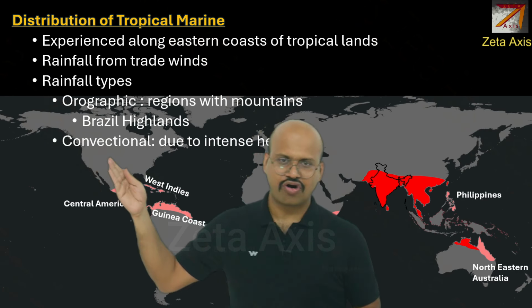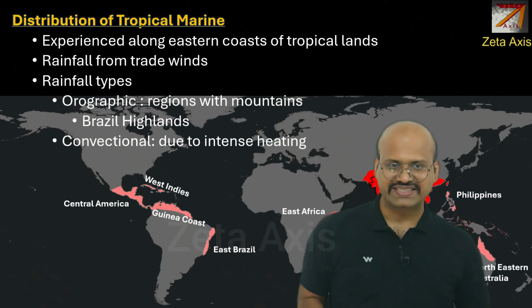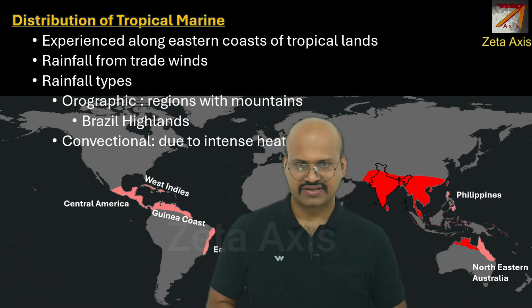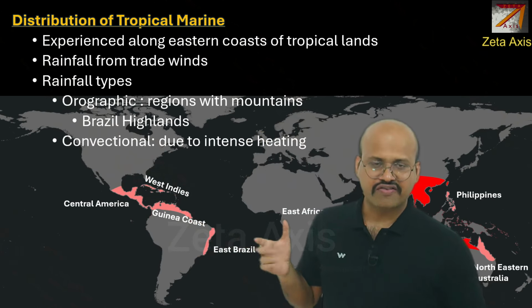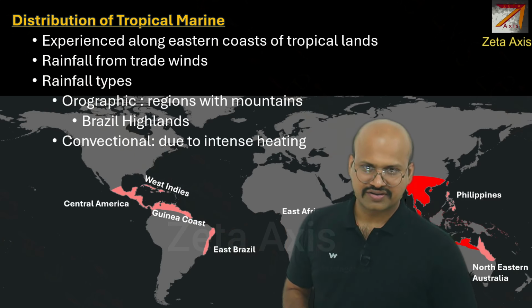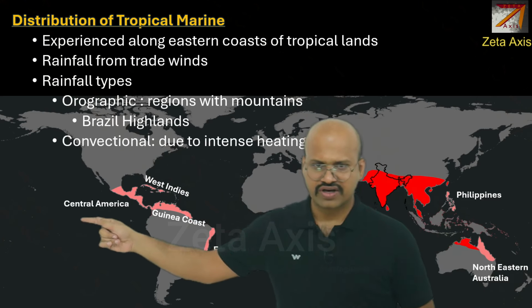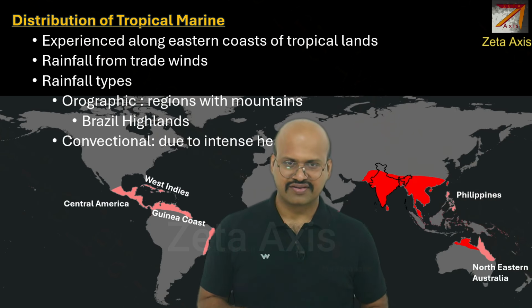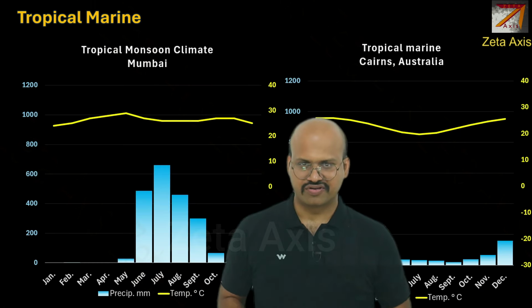Convectional rainfall also occurs here because of intense heating of the land, because of higher temperatures. Remember, these regions are very close to the equator. The equator is roughly over this region. It passes through this region. So here the temperatures are higher, which causes convectional rainfall.